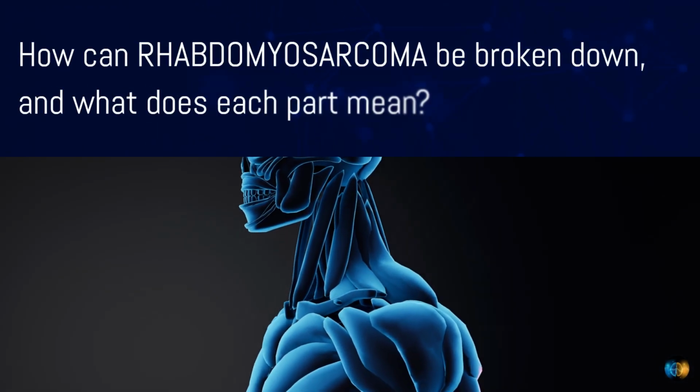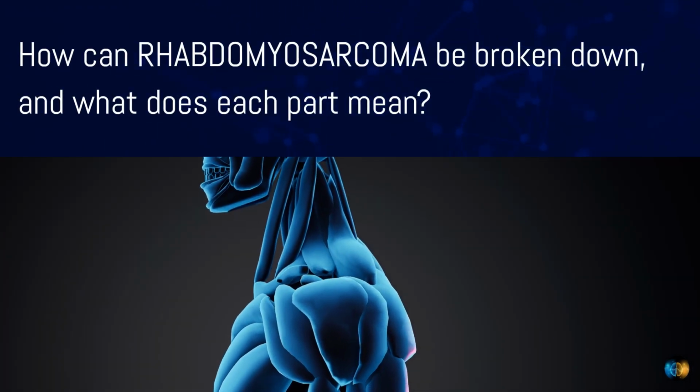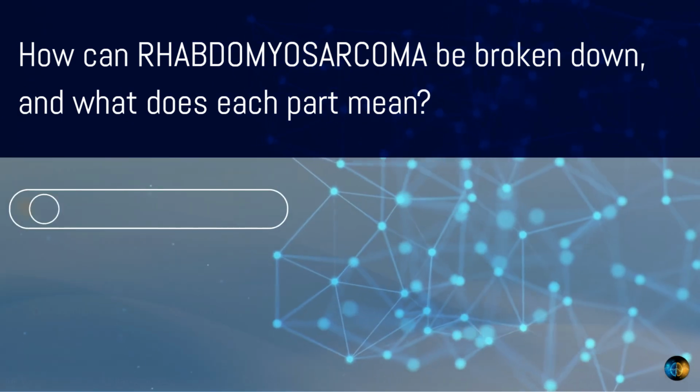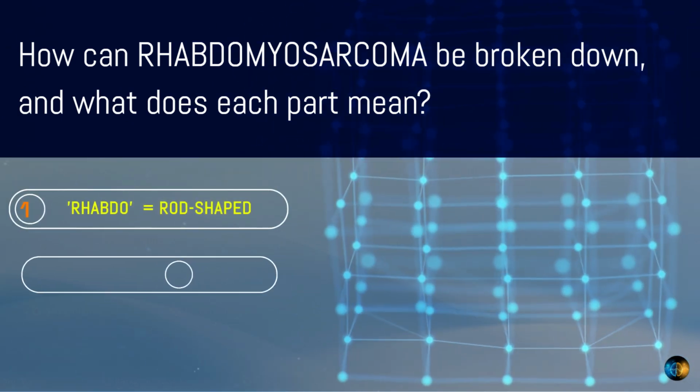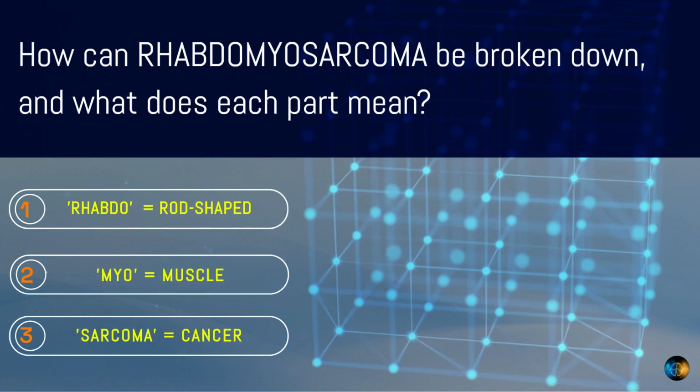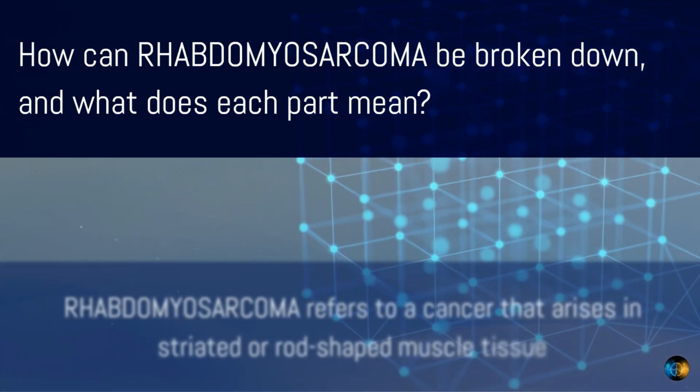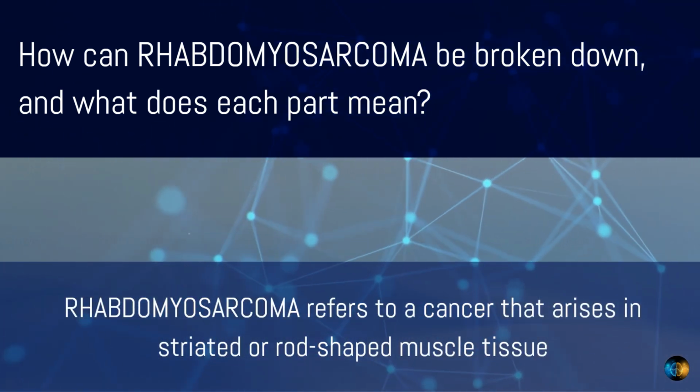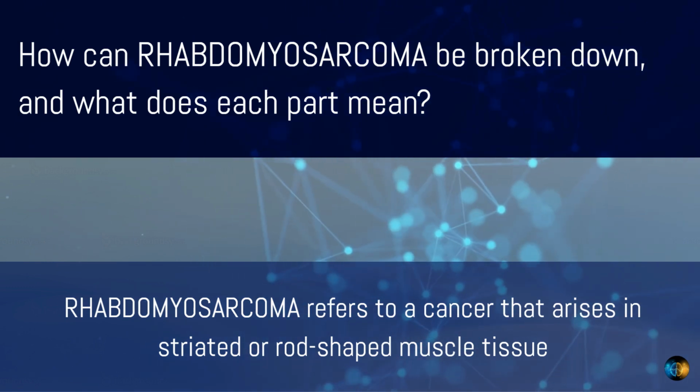How can rhabdomyosarcoma be broken down, and what does each part mean? Rhabdo refers to rod-shaped or striated muscle, myo means muscle, and sarcoma refers to a type of cancer. So, rhabdomyosarcoma refers to a cancer that arises in striated or rod-shaped muscle tissue.